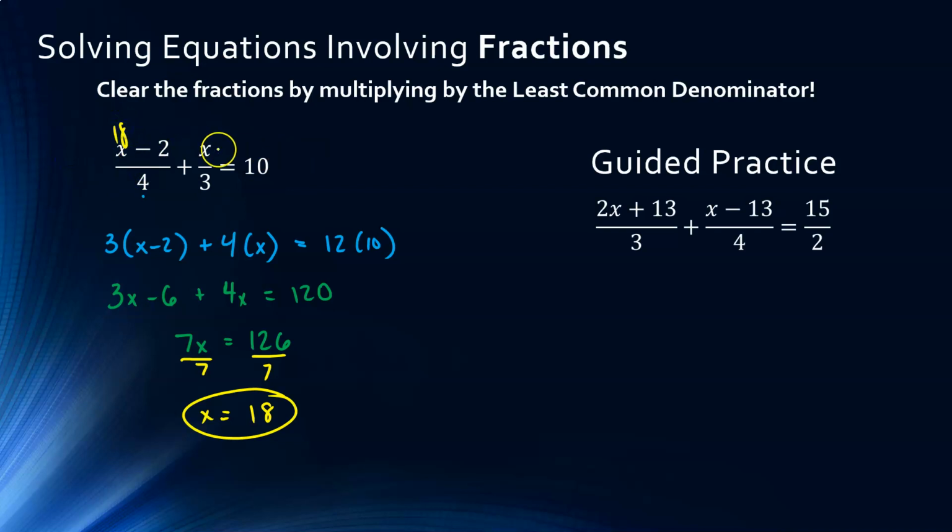I would put it here, I would put it here. And when we do that, 18 minus 2 in that first fraction would be 16, and 16 divided by 4 would be 4. And in the second fraction, 18 divided by 3 would be 6, and 4 plus 6, sure enough, would be 10. So that checks out. So it's always good to be in the habit of checking your answers.